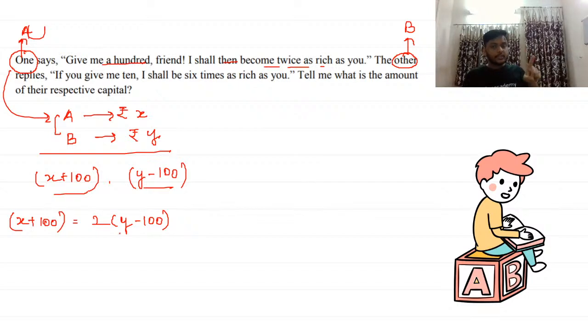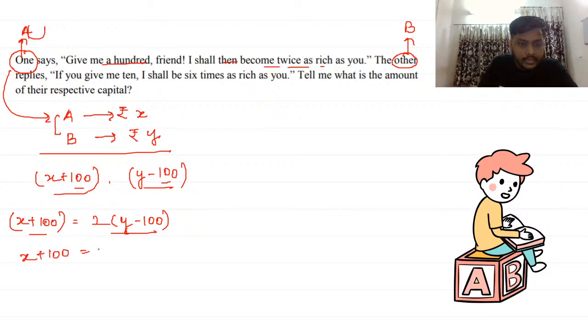Guys, are we clear with this or not? Everyone tell me. You got the point? Everyone clear? I repeat. Give me 100 friend, I shall then become twice as rich as you. Which means, if you give me 100 rupees, you will have 100 less because you gave me 100, and in that case the money I have will be twice the amount of money that you are having. Which means x plus 100 will be 2 times of y minus 100. Correct? And you can just simplify this equation. That will be x plus 100 is equal to 2y minus 200, and this will give you x minus 2y is equal to minus 200 minus 100, that is minus 300.